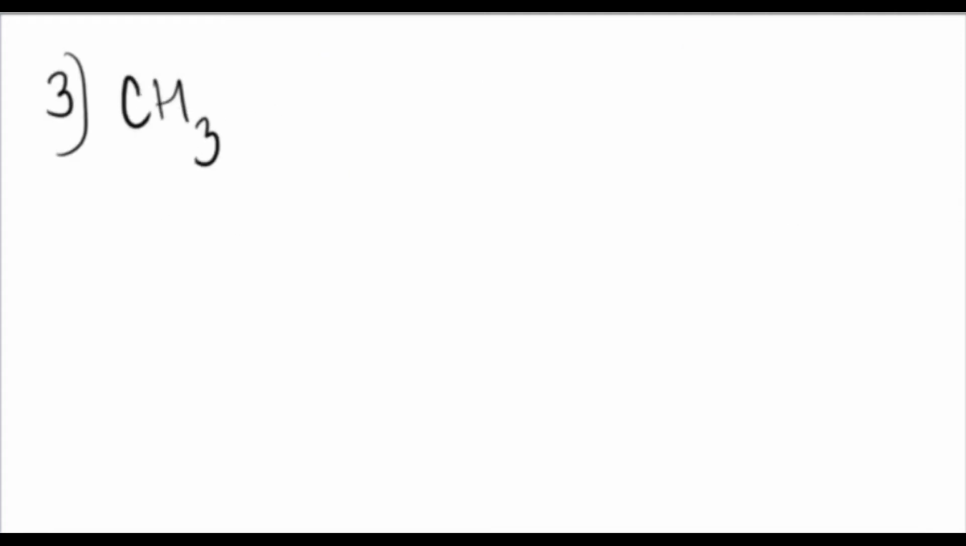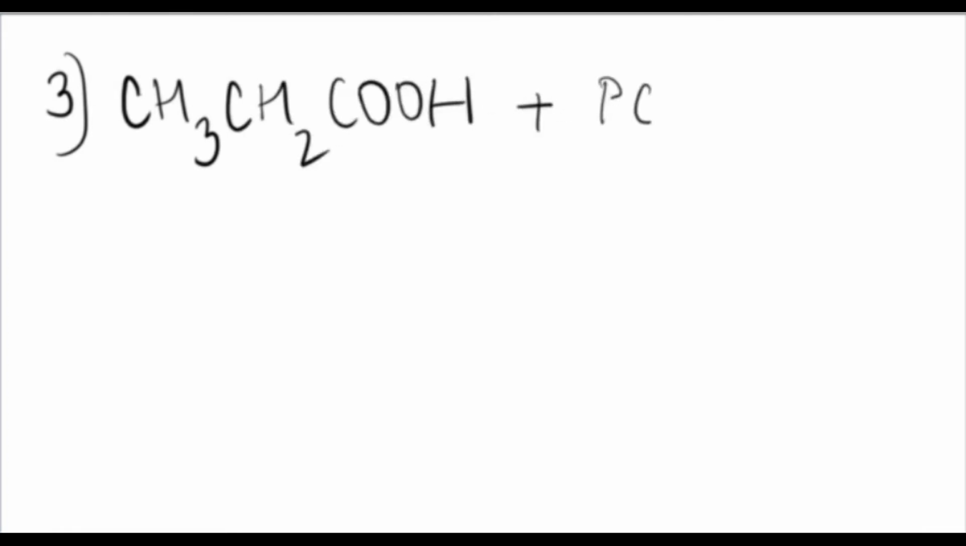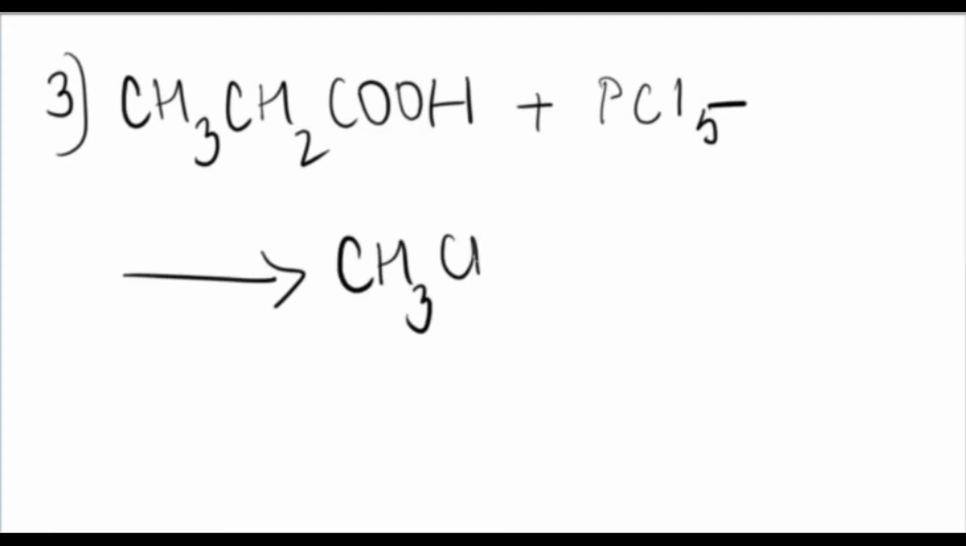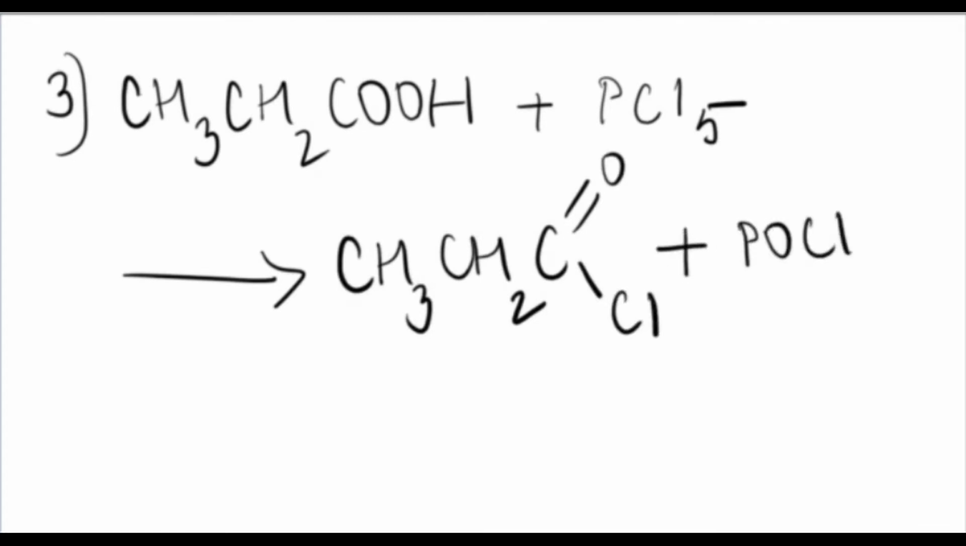For the third question, you had to show the reaction between propanoic acid and phosphorus pentachloride. So you're going to get a propyl chloride and POCl3 and HCl.